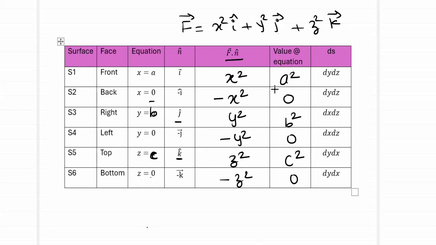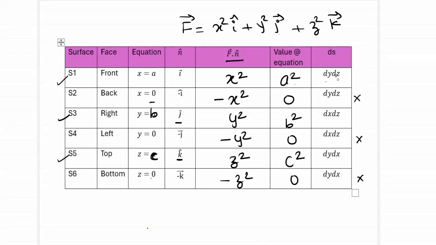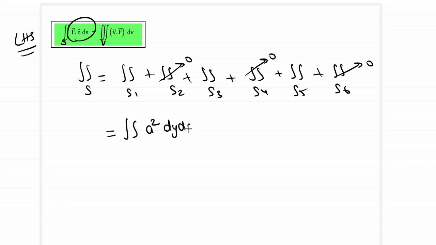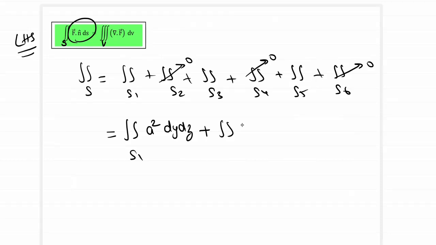So out of the total 6 surfaces, this surface has vanished, this surface has vanished, and this surface has vanished. So only S1, S3 and S5 are going to be left for my integration. So what happens over here? I can say S2 is 0, S4 is 0, S6 is 0. What is my S1? S1 is nothing but a square dy dz, plus what is going to be my S3? S3 is nothing but b square dx dz. So this is my S3.